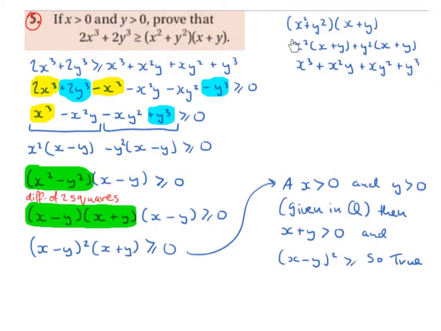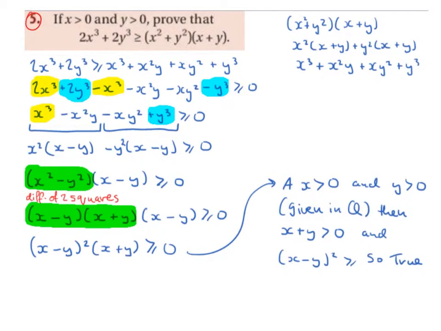I'm going to bring down the x squared, stick on the second set of brackets, bring down the y squared, stick on the second set of brackets. X squared times x is x cubed, x squared times y is x squared y, y squared times x is xy squared, y squared times y is y cubed. And then I'm going to write this down on the right of the inequality sign. So I'm bringing down the 2x cubed and the 2y cubed and the inequality sign, and then this becomes this.